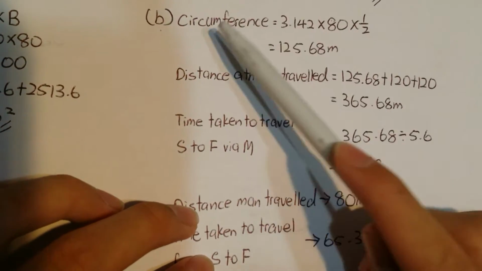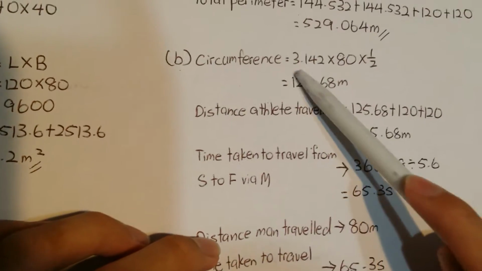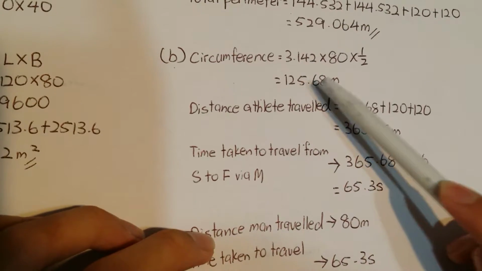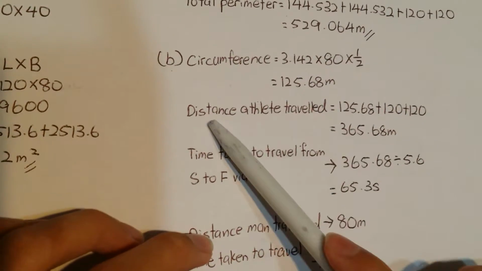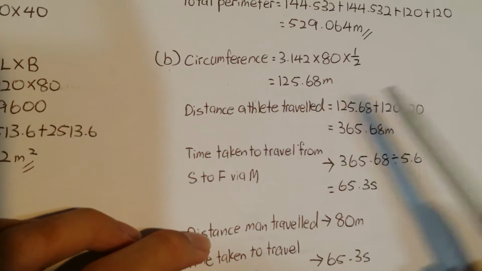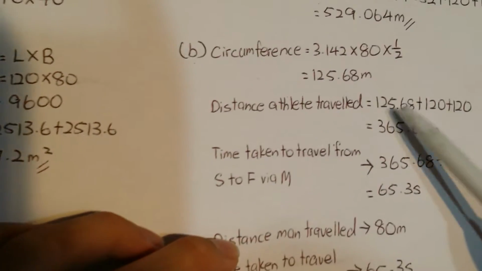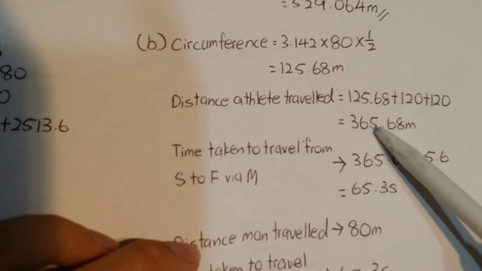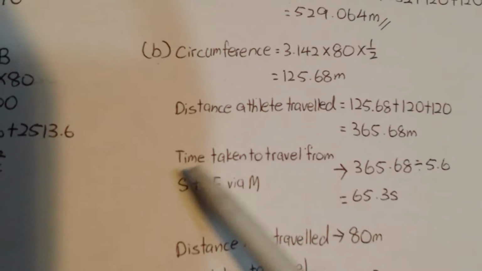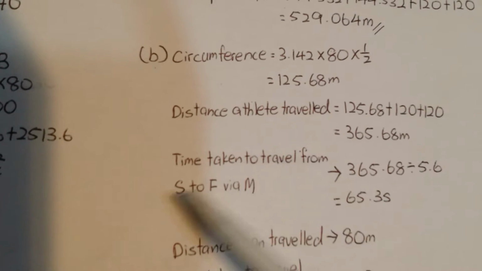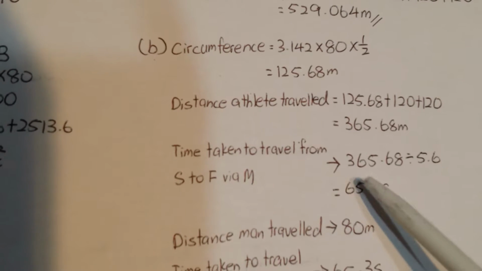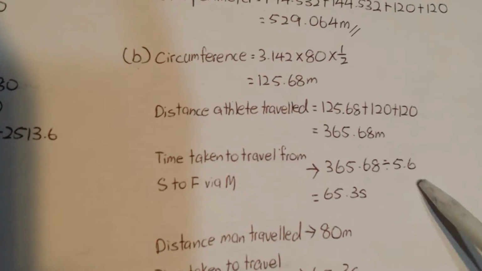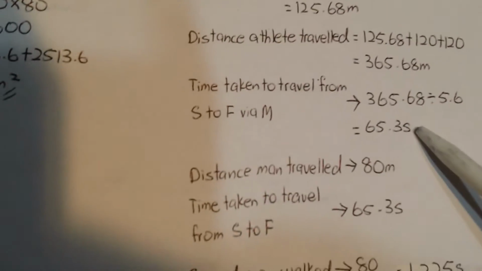The circumference of the semicircle is 3.142 times 80 times half, which will give us 125.68 meters. Next, we find out the distance the athlete traveled, which is 125.68 plus 120 plus 120, which equals 365.68 meters. Next, we can find the time taken to travel from S to F via M for the athlete. First, we take the distance divided by the speed. We will find the time, which is 65.3 seconds.